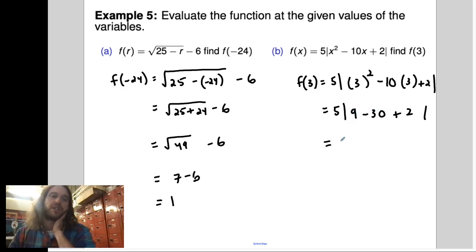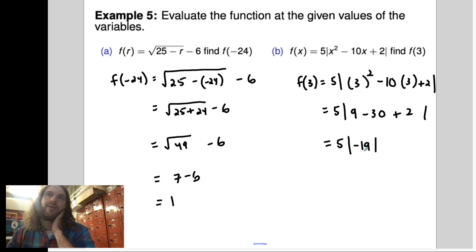I teach integers like good guys and bad guys, forces of evil, forces of good. We have 30 bad guys, and we have 9 + 2 good guys. Positive numbers are good guys. Negative numbers are bad guys, right? So 11 good guys are fighting 30 bad guys. Who's going to win? Well, the bad guys are going to win, and they're going to win by 19. So inside the absolute value bars, we have -19. The bad guys win.